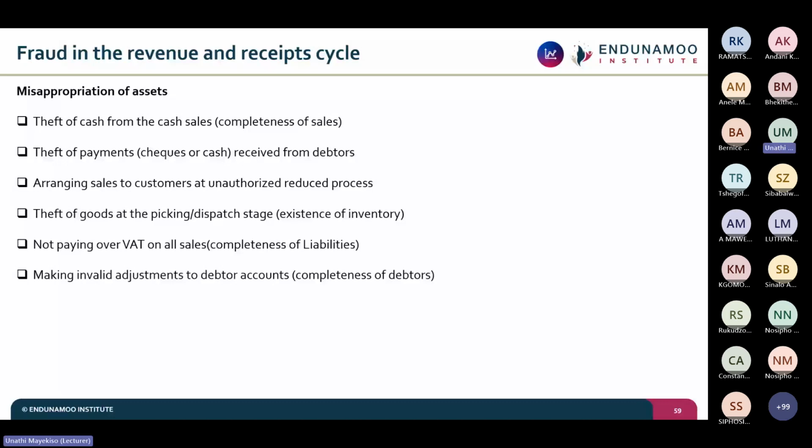Then theft of goods in the dispatch area, not paying VAT, so that's non-compliance. And then making invalid adjustments to your accounting. Okay, so that is the revenue and receipts cycle. That's the portion that I've covered. Are there any questions on the revenue and receipts cycle?